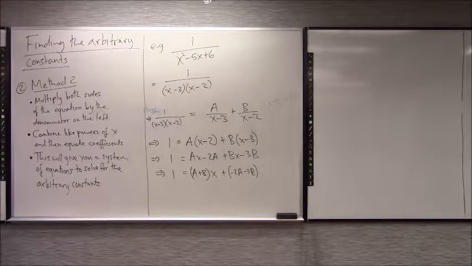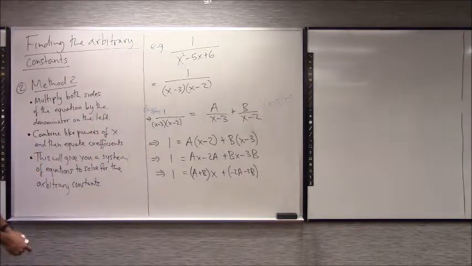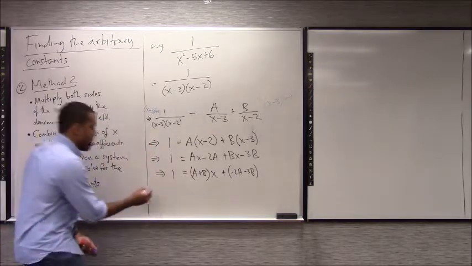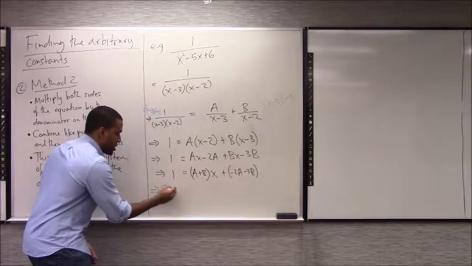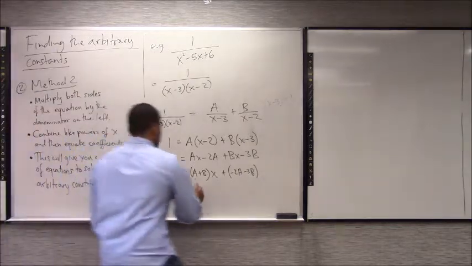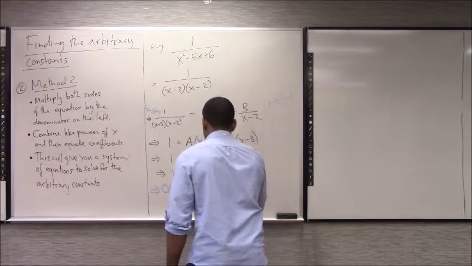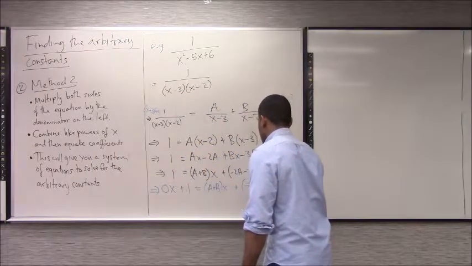And now you equate coefficients. This is an important technique. We'll use this later on when we're doing series and things like that. Sometimes this technique comes up. But realize what you have here is that on this side you have 0 x's and 1 as the constant. Whereas on this side you have a plus b x's and this as the constant.